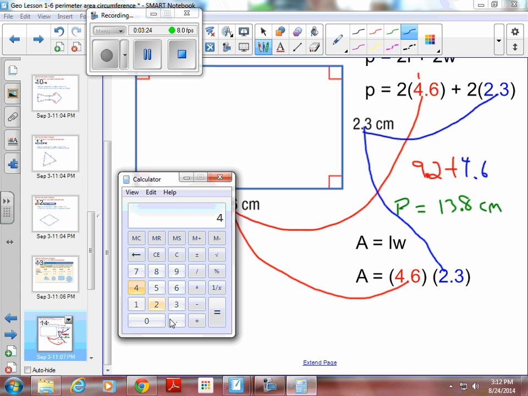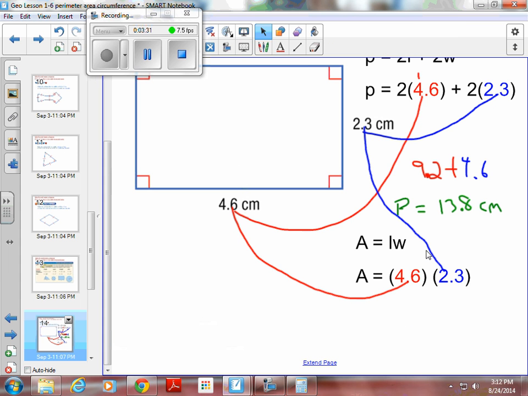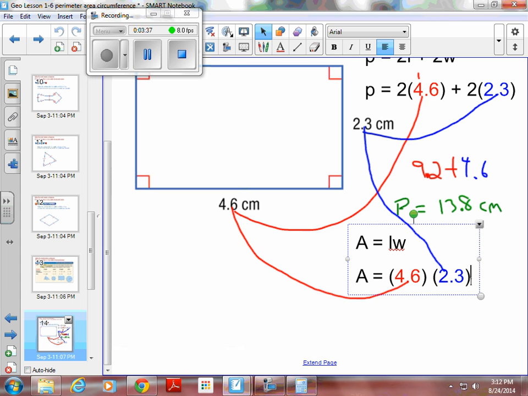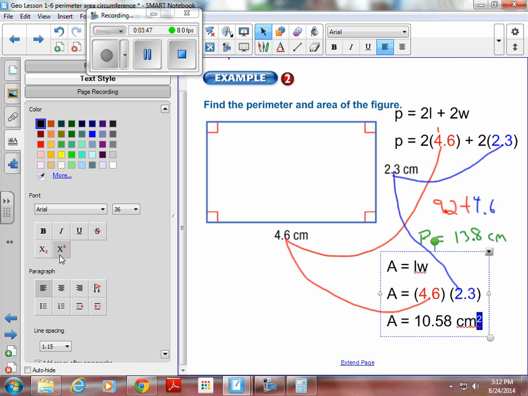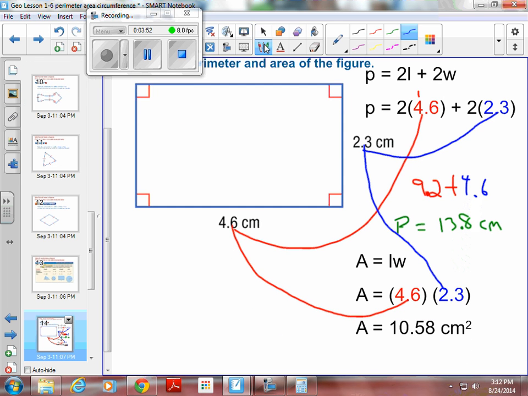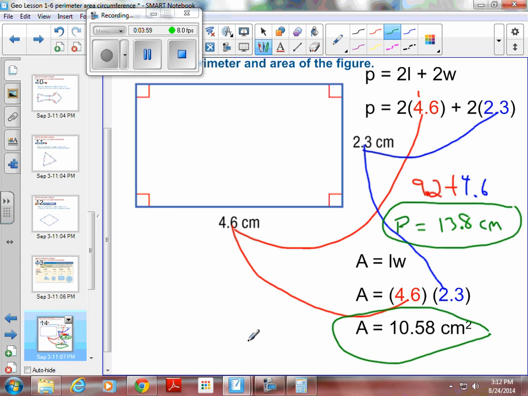So this would be 4.6 times 2.3, and you end up with the final answer of 10.58. So area equals 10.58, and the units on that would be centimeters squared. And there's our final answers. So we've got our perimeter is 13.8 centimeters, and our area is 10.58 centimeters squared.